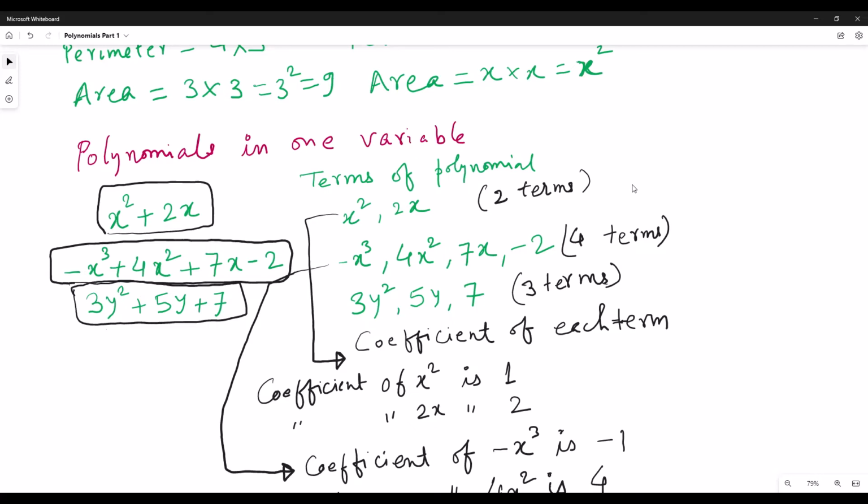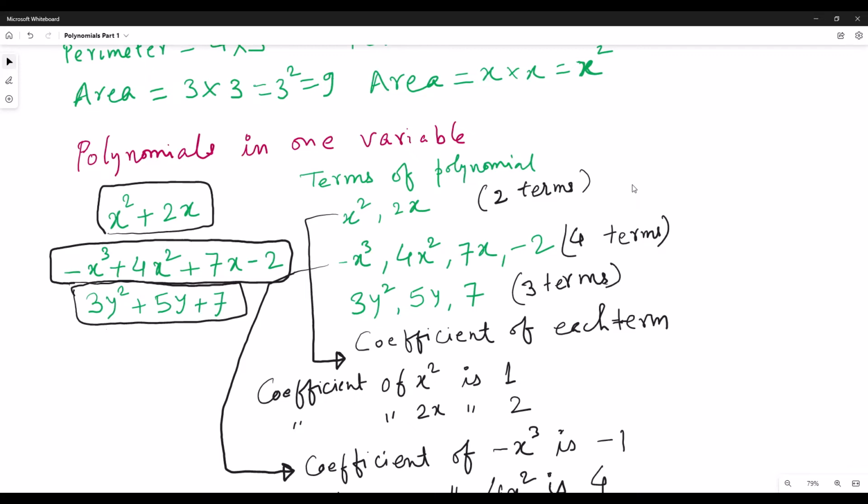Right. So later we will learn in a quadratic expression what can be the maximum number of terms. In a linear polynomial, what can be the maximum number of terms. So later we will learn that. So this term will be used later.